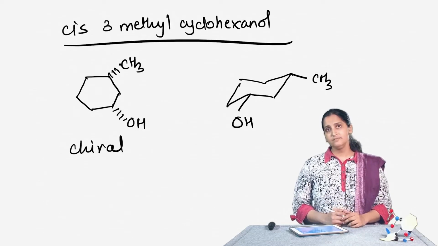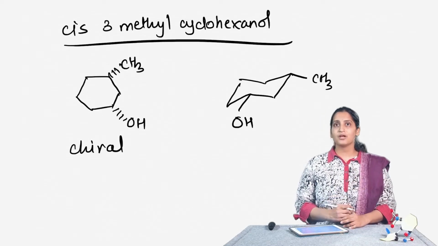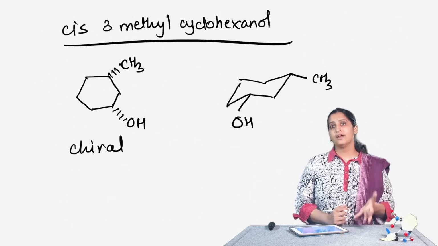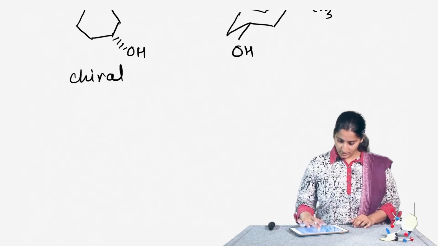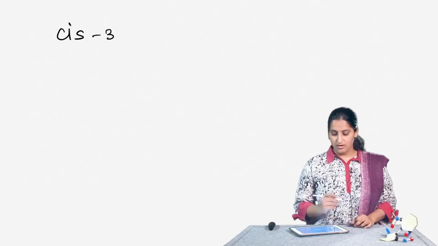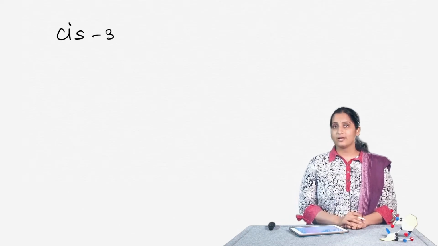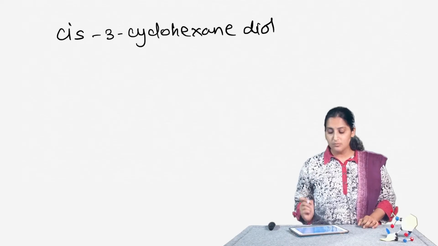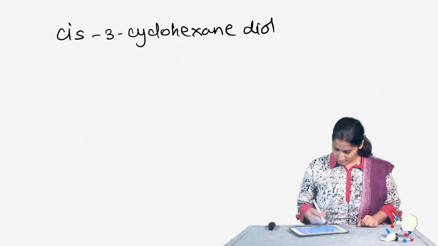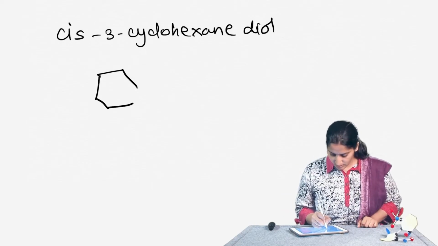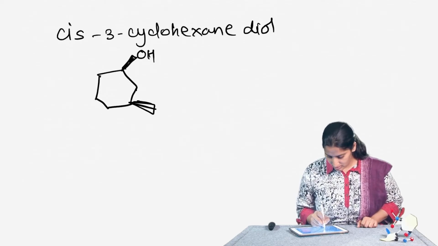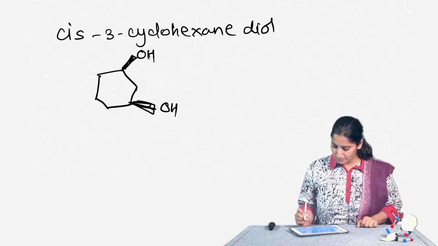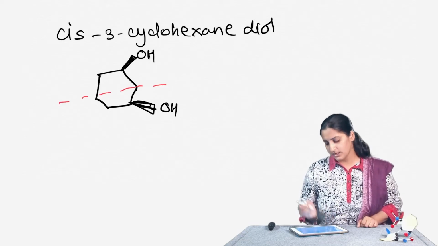Okay. Now, let us take a different molecule. Now, I want to draw cis 1,3-cyclohexanediol, meaning both the groups are now OHs, right. So, in this case, you can clearly see the plane of symmetry going through the molecule.